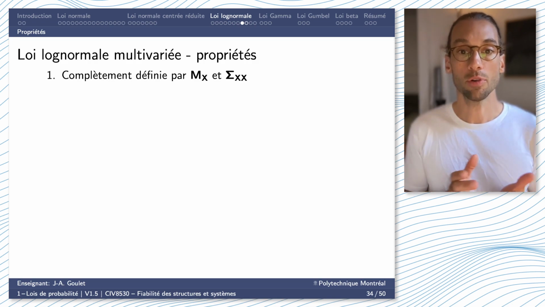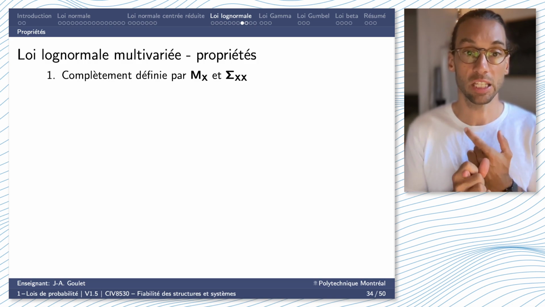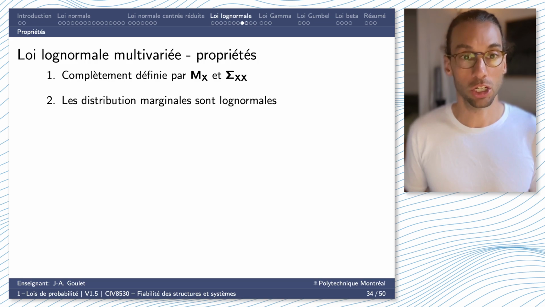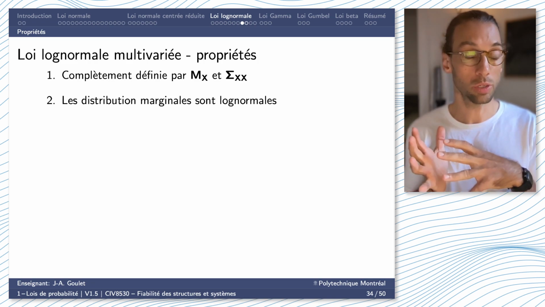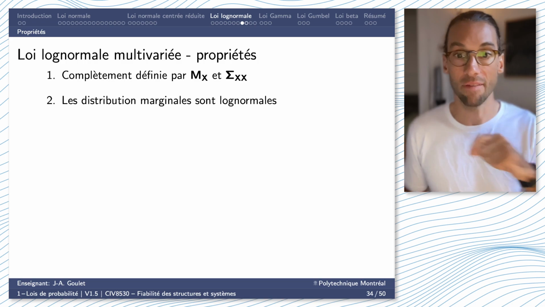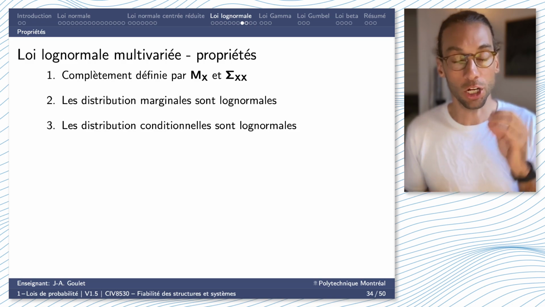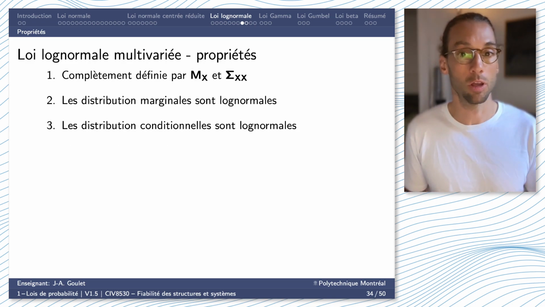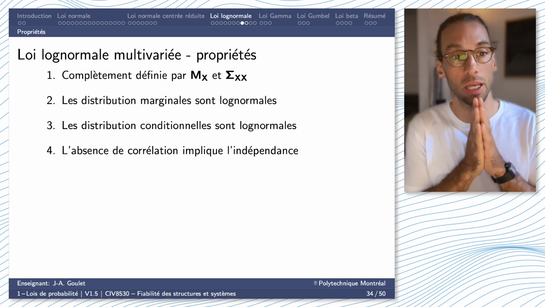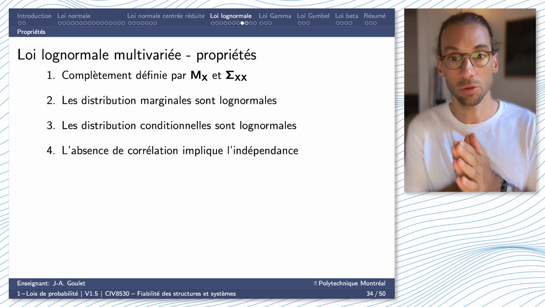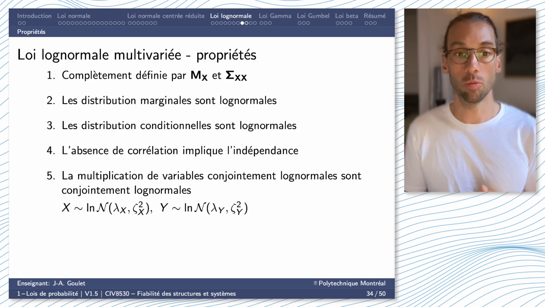Now let's look at the properties of the log normal PDF. So first, it is going to be completely defined by its mean vector and covariance matrix, just like the Gaussian. We can say that the marginal distributions are still log normal, so that again allows us to marginalize without having to integrate. It inherits the property from the Gaussian. Conditional distributions are still log normal, again a property inherited from the Gaussian. And just like the Gaussian again, if we have no correlation, so my correlation coefficient equals 0, this implies independence between my log normal random variables.